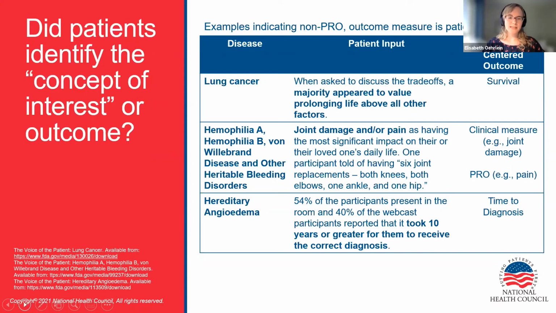And in this particular example, patients told us that actually diagnosis was the challenge, and that's something that was really bothersome to them. Most of the patients said that it took 10 years or greater for them to receive the correct diagnosis. And so in this particular example, time to diagnosis might be a patient-centered outcome. And so in that case, you can also imagine how patient-centered outcomes could be directly applied also in a real-world data type setting. Next slide, please.